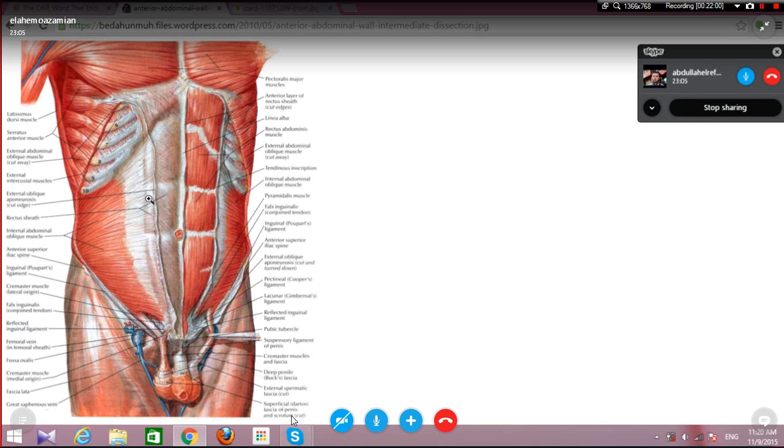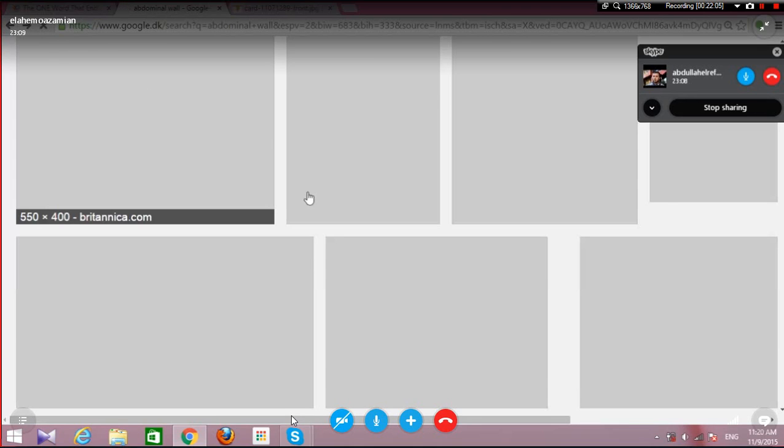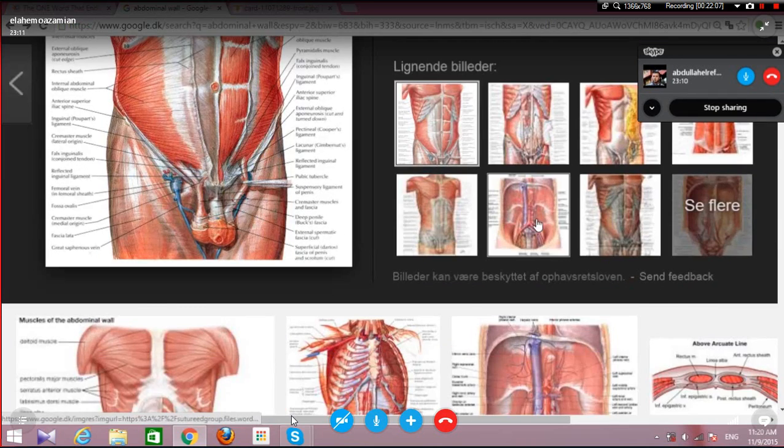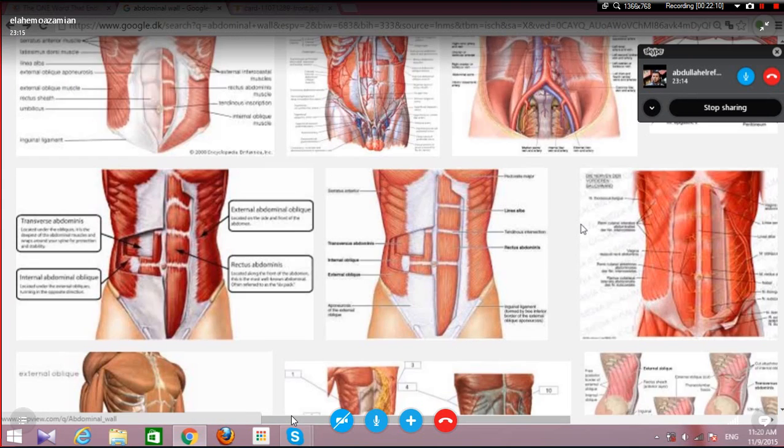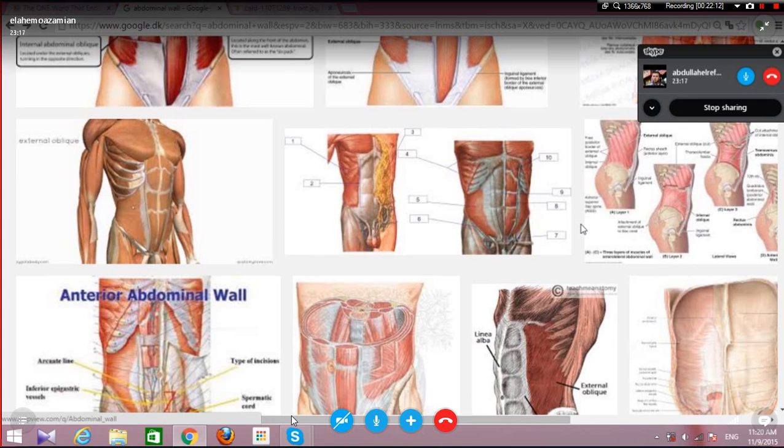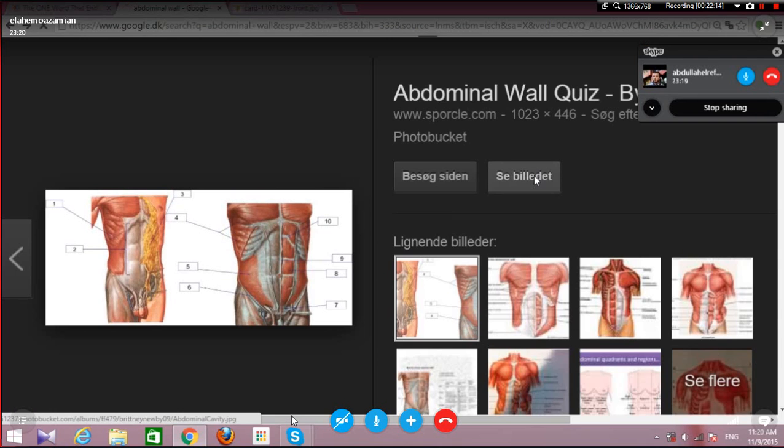Okay, let's go to the next layer. What is under the internal oblique? The transverse abdominal muscle. We have the transversus abdominis muscle here.